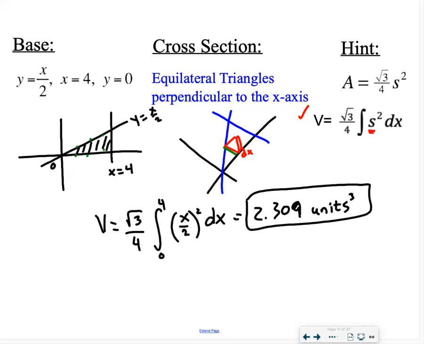Okay, let's try one more that's a little bit more difficult, and then we'll try one where we're actually cutting it in the other direction, perpendicular to the y-axis instead of the x-axis. So I've got two more for you guys. Everyone's good so far?